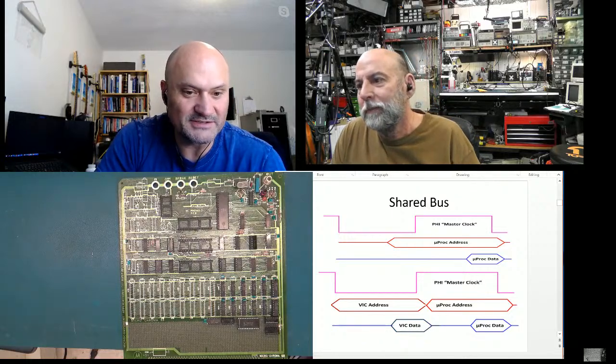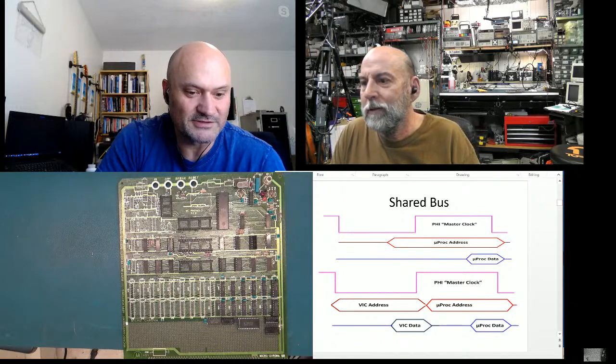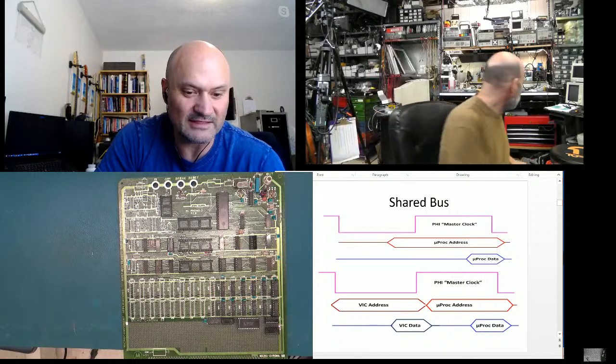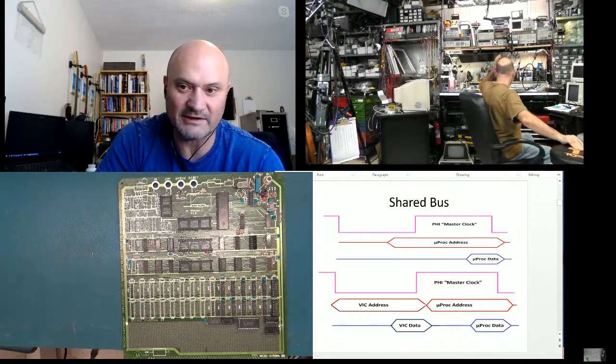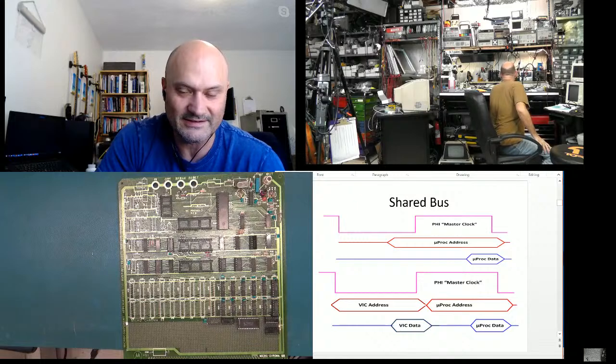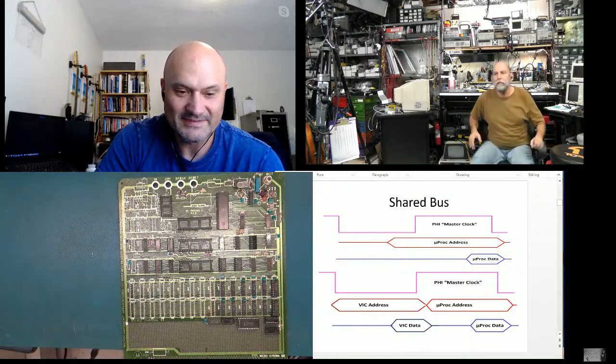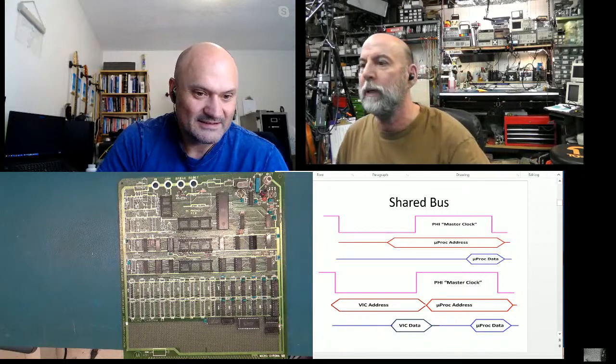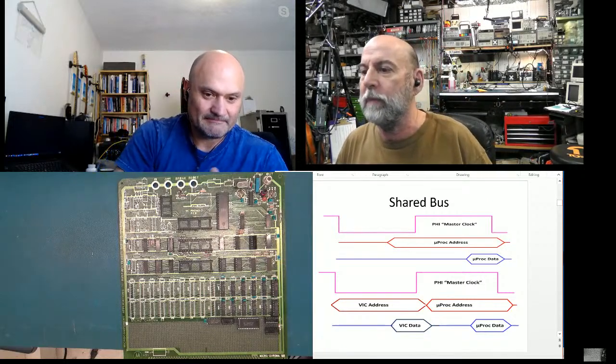Most of the traces are not at actual horizontal or vertical angles. So that to me looks like this board was manually taped out on film by hand. Well, I'm sure it was. It was back before we had CAD. We were still hand taping back then, so I'm sure this is a hand tape.